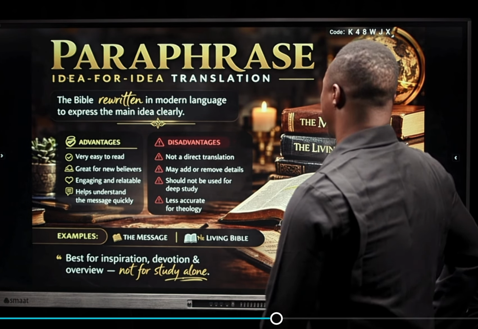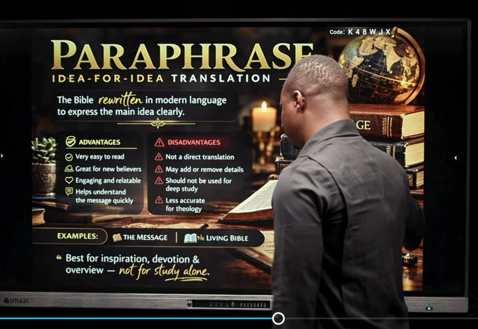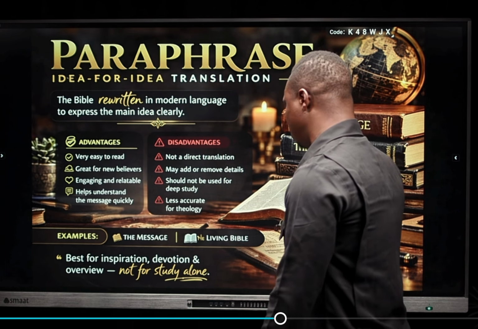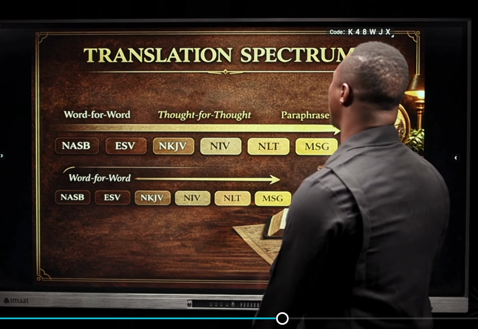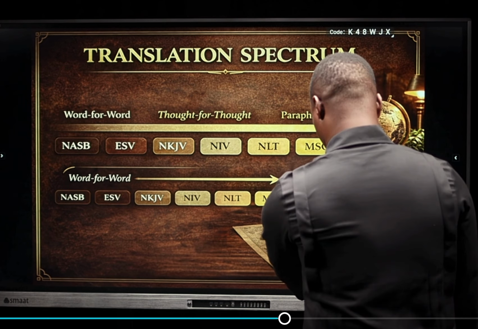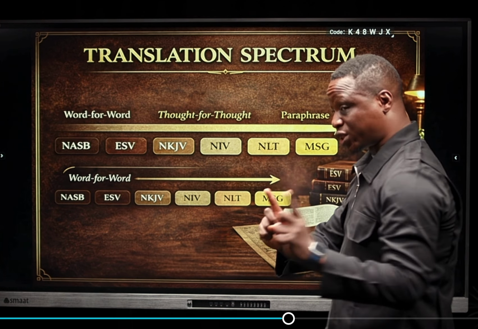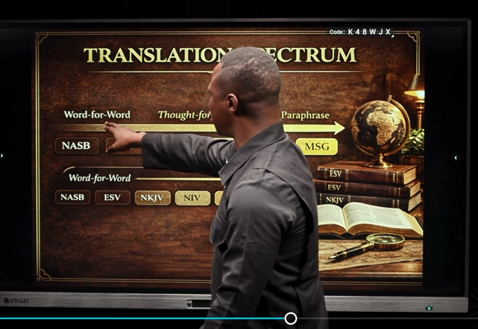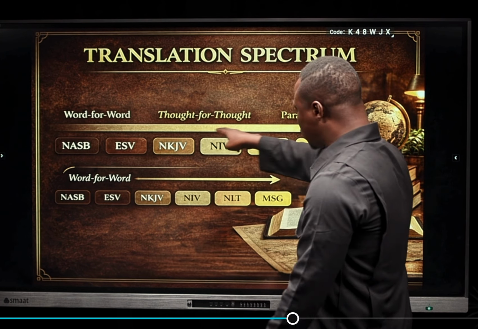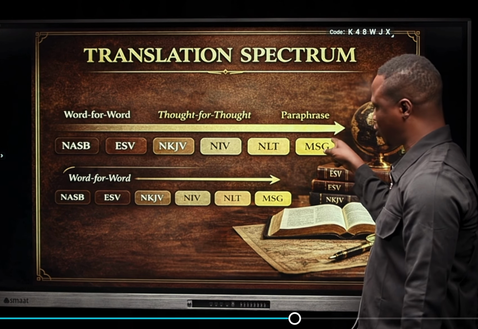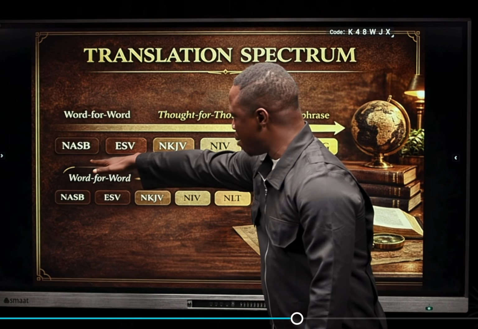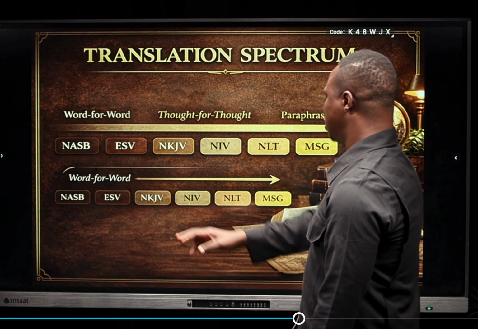Now, let's come around this again. Okay, we've done this. This is beautiful. So let's look at what I call the translation spectrum. Don't forget, please watch this very well. We have three types of translation: the word for word, the thought for thought, and the paraphrased. And I give examples of those translations here.